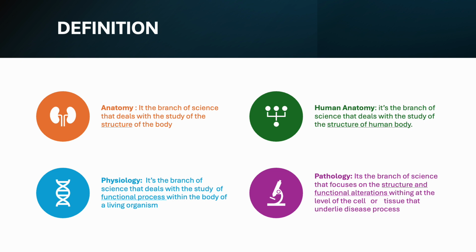Defining anatomy, it's the branch of science that deals with the study of the structure of the body. It only deals with the structure of the body. Human anatomy is the branch of science that deals with the study of the structure of the human body. On the other hand, physiology is a branch of science that deals with the study of functional processes within the body of the living organism. The processes can be digestion, respiration, circulation, and other things.